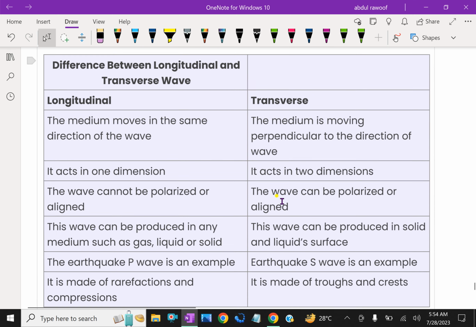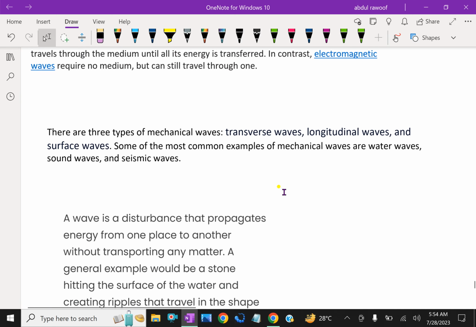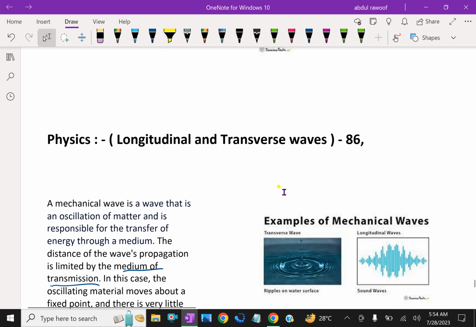Now, these are some explanations about the types of waves, that is longitudinal and transverse waves.